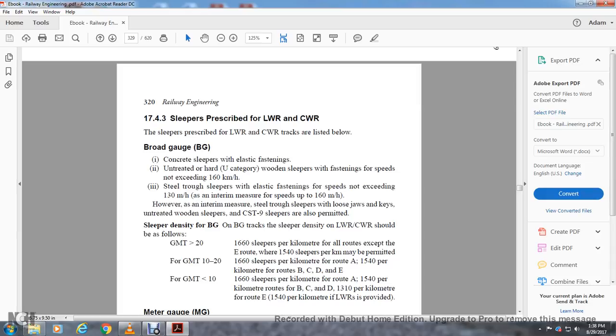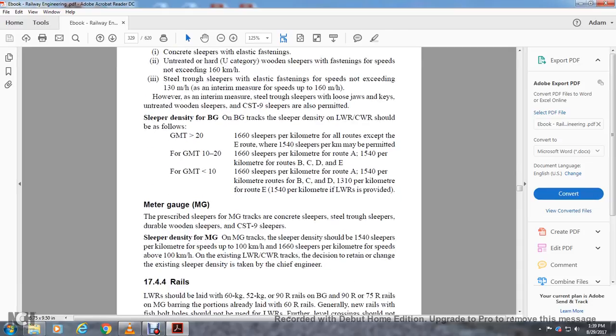Sleeper density of the broad gauge track with long welded rail and continuous welded rail is as follows: greater than 20 gross million tons, 1,660 sleepers per kilometer. All routes except E route, with 1,540 sleepers per kilometer, may be permitted. From 10 to 20 gross million tons, 1,660 sleepers per kilometer for route A, 1,540 per kilometer for route B, C, D and E. Less than 10 gross million tons, 1,660 sleepers per kilometer route A, 1,540 per route B, C, D, and E, 1,310 per kilometer route E with a 1,540 kilometer long welded rail.